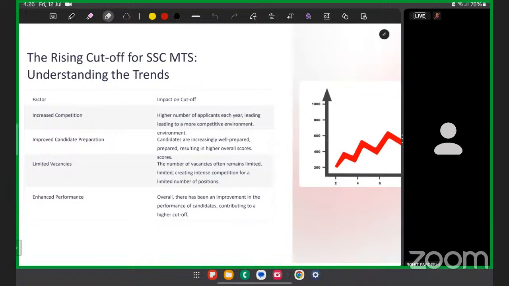Moving ahead, please select the next slide. Next slide, please. Can we move to the next slide, please?